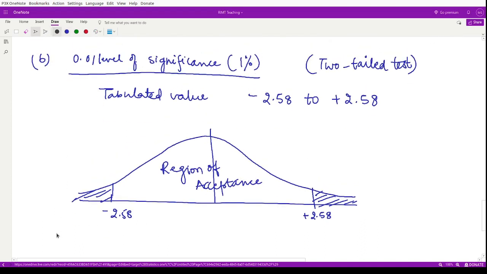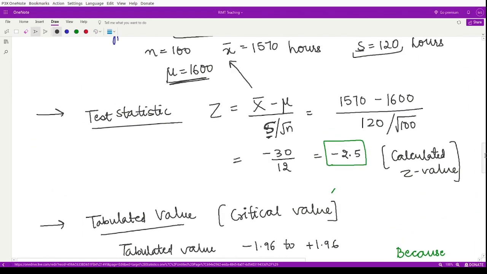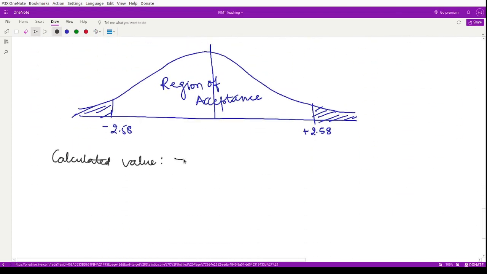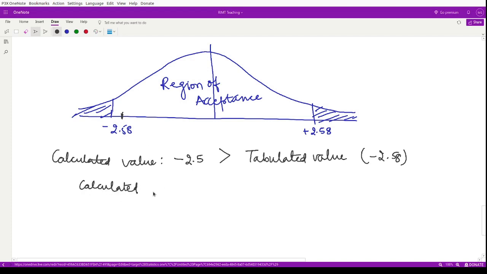So let me write down first the calculated value. What value did you calculate using the test statistic of the Z test? Our value was minus 2.5. So where does this minus 2.5 lie? It would lie somewhere here, because this calculated value is greater than the tabulated value, which is minus 2.58. So therefore, you may say that your calculated value lies in the region of acceptance.